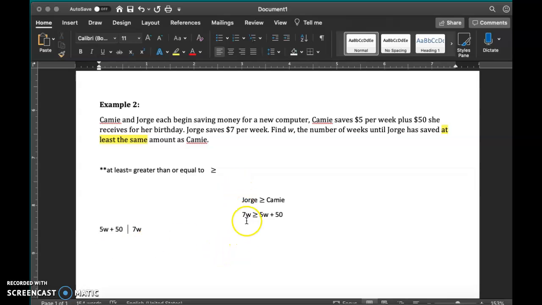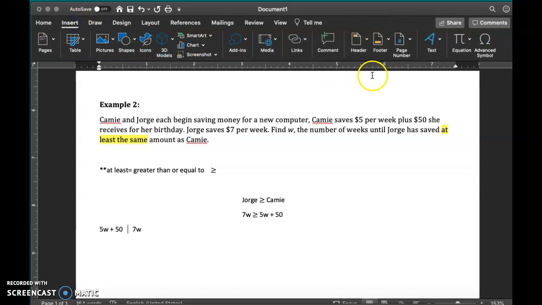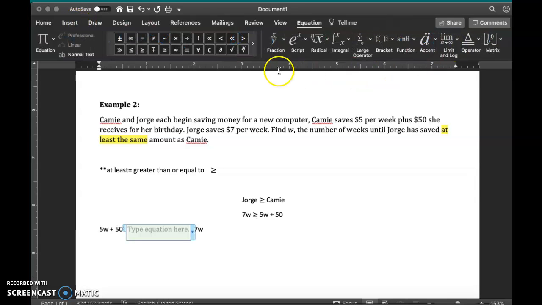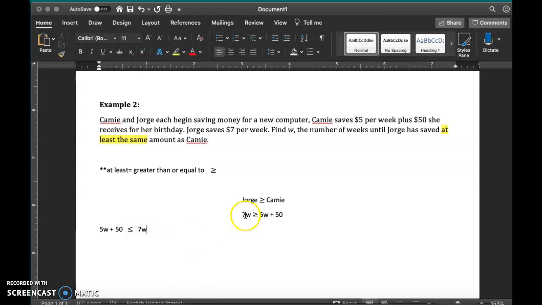What's important to notice is, again, which way or direction this little thing is faced. Notice that the 7W, Jorge's part, that's what we want to be greater. So the opening of this needs to be facing the 7W. So in order for it to be facing the 7W here, that means I actually need to insert a less than or equal to here. And that should make sense to you, because if Jorge's is greater than Cami's, then I can also say Cami's is less. Doesn't that make sense?